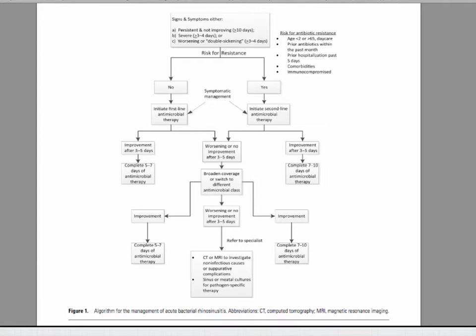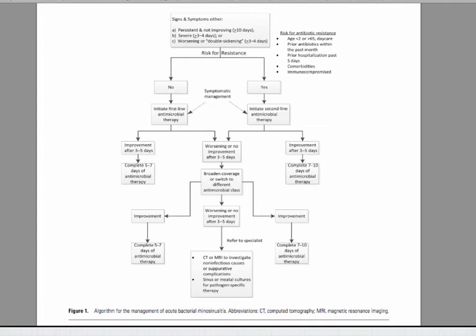Okay, so signs and symptoms we have on the top there. Persistent and not improving for greater than 10 days, severe greater than 3 to 4 days, or worsening or double sickening at greater than 3 days. And we're going to talk in class about what that double sickening means. So then you follow your algorithm down, and then you get to the bottom there, and you decide what you want to do once you get to the bottom. But I'm wondering if you see anywhere on there that it says we should culture.